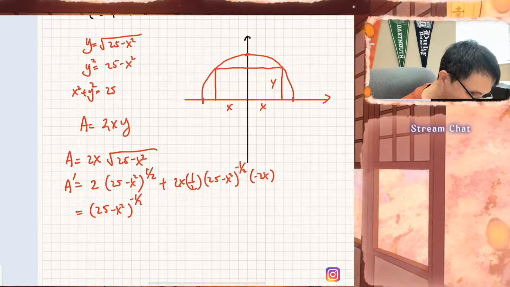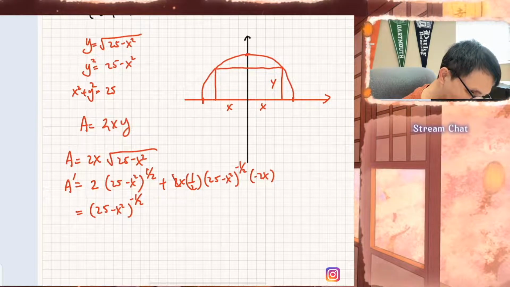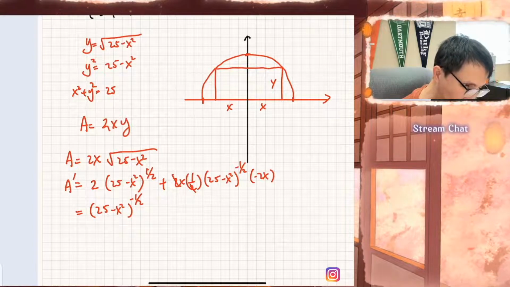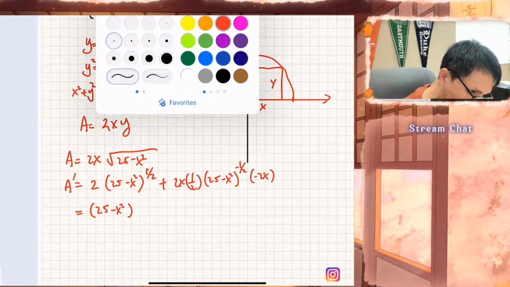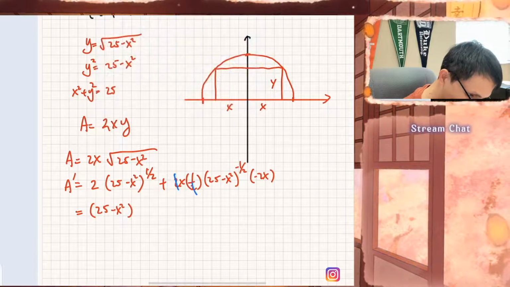So this one's negative half. This 2 is going to cancel out. I'm going to use a different color, maybe that'll help you. The 2 is going to cancel out here.